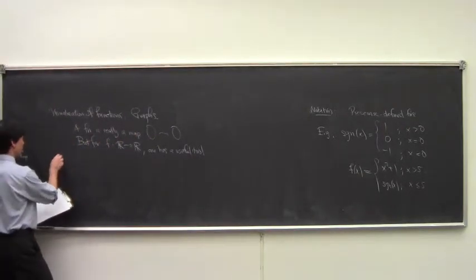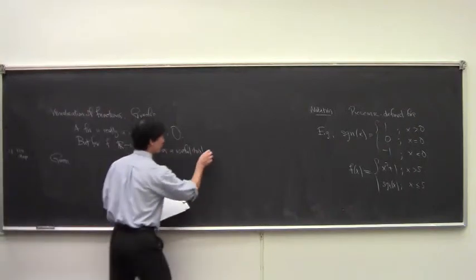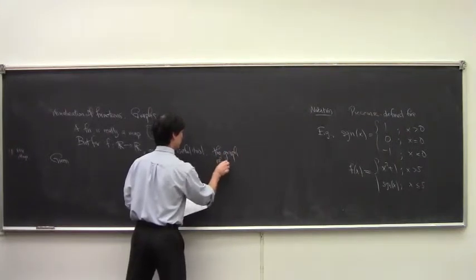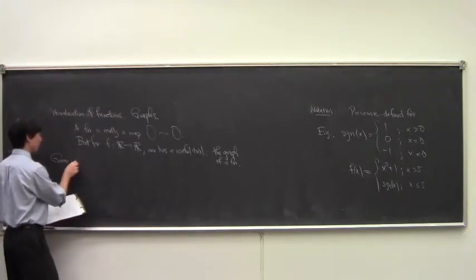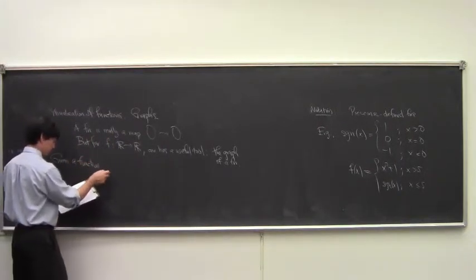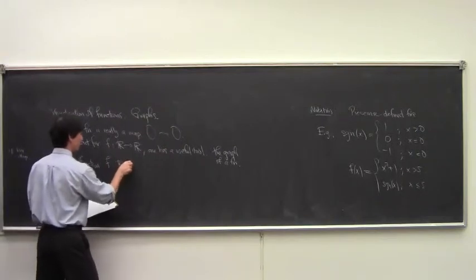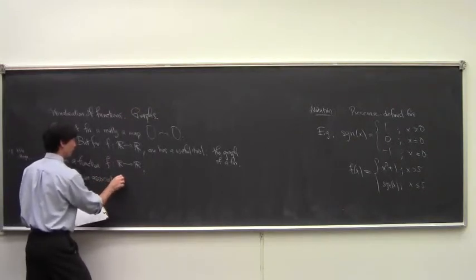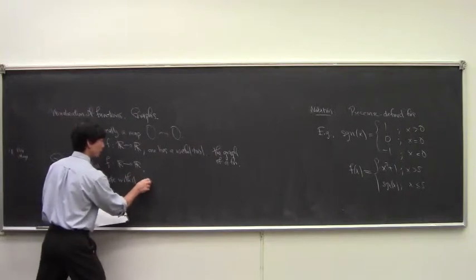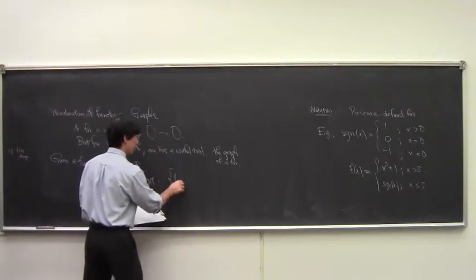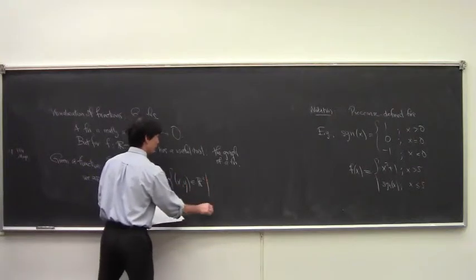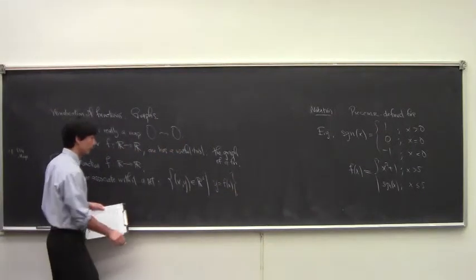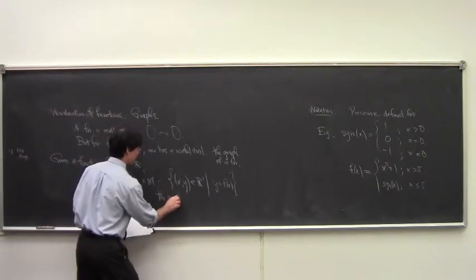Okay. So given a function, let's say going from R to R, we associate with it a set, and this set is {(x, y) in R² such that y equals f of x}. Okay. The graph of f.